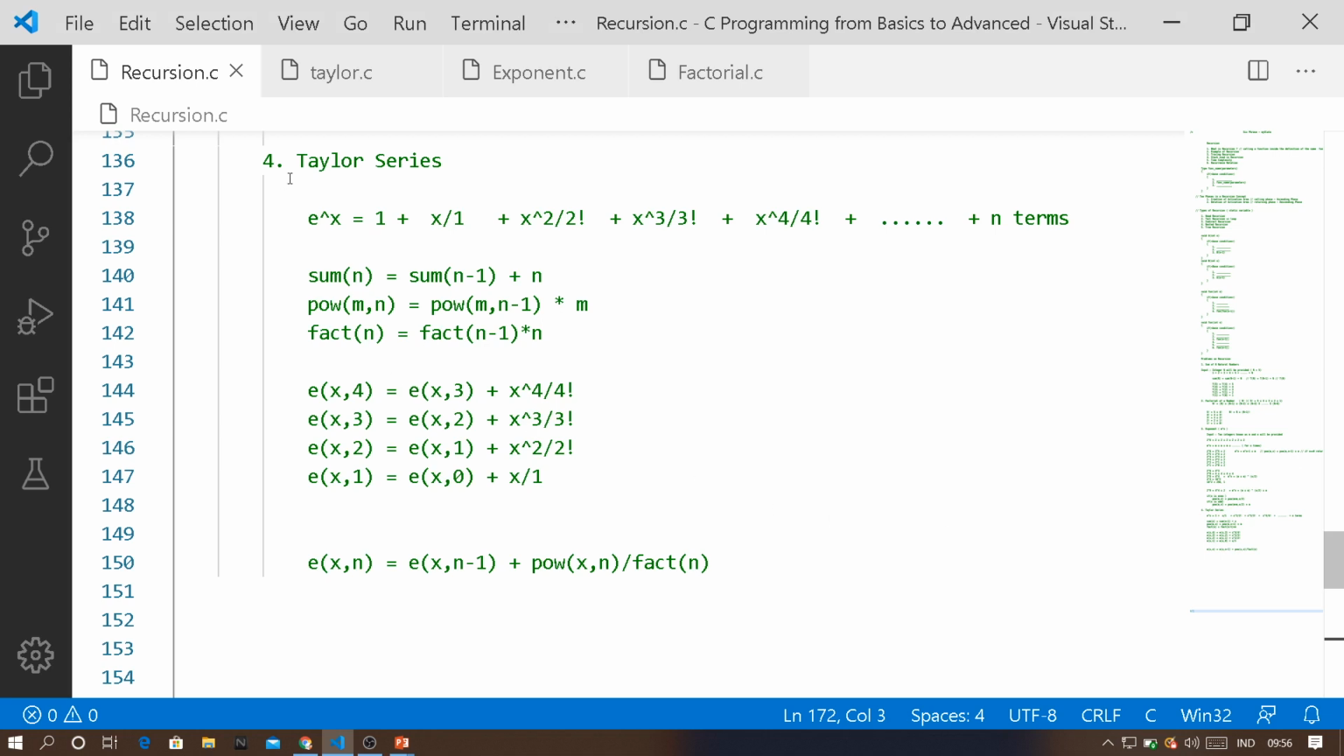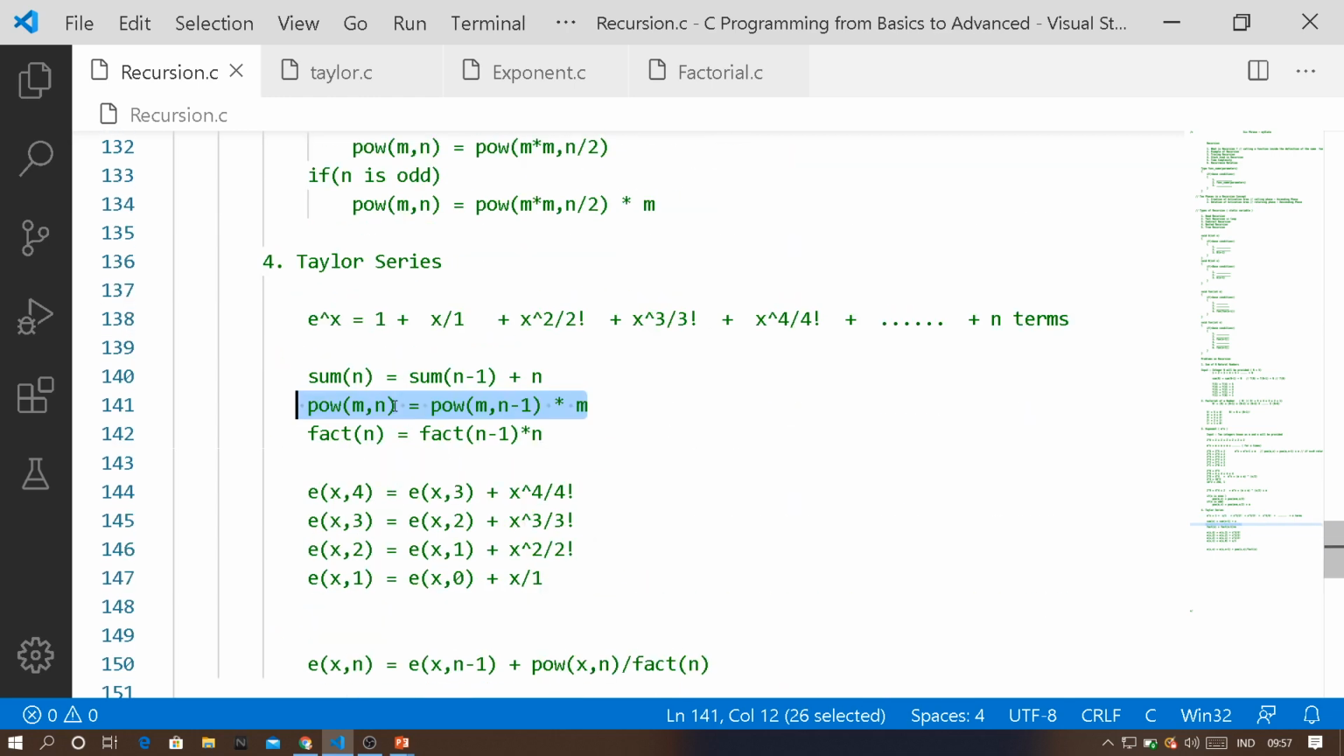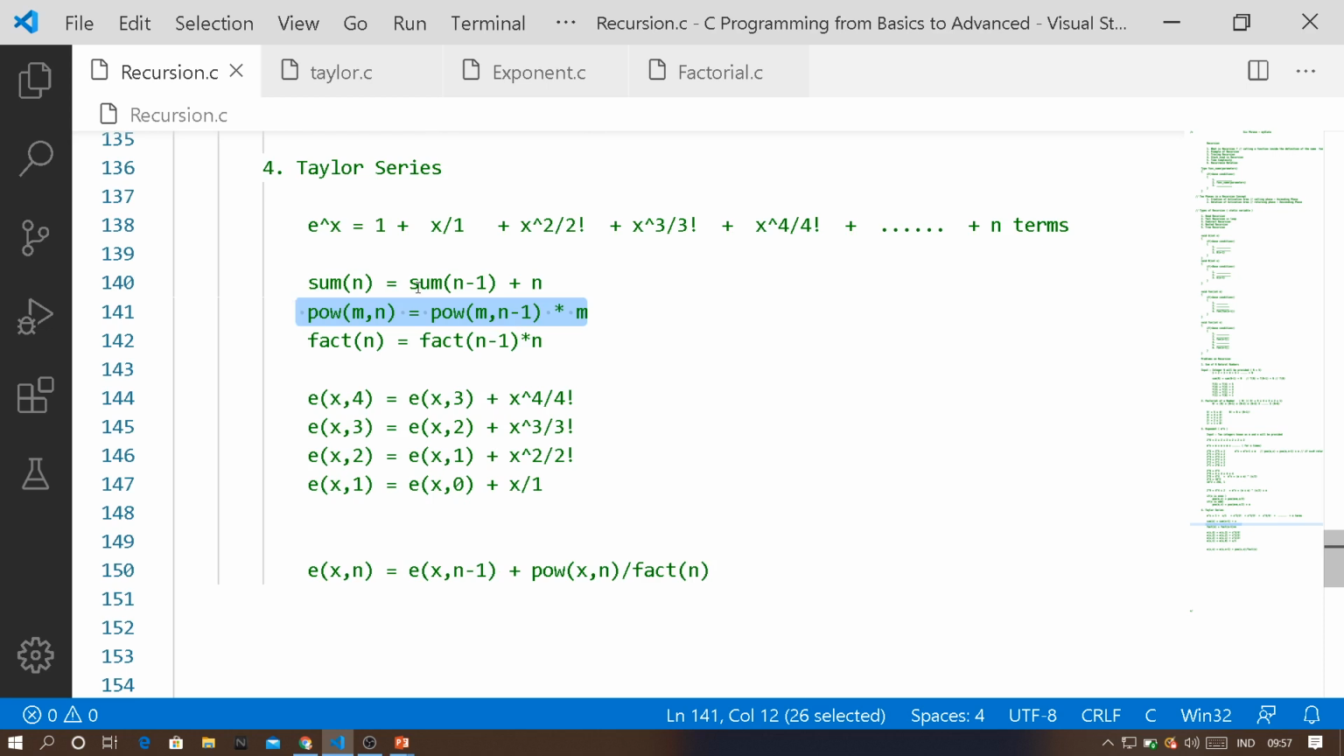We started with Taylor series, e power x is equal to, and we wrote the expansion. Using the expansion we come to know that we need three things. One is summation, because you are adding all the terms. Power, because x square, x cube, x power 4, so you are finding powers also. We have already completed summation and the power function, so I'm writing the same formula again. Then we also have to find factorial, which we have already seen, so I am writing this formula.